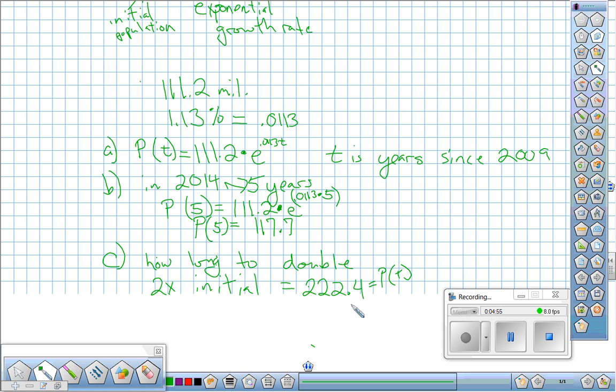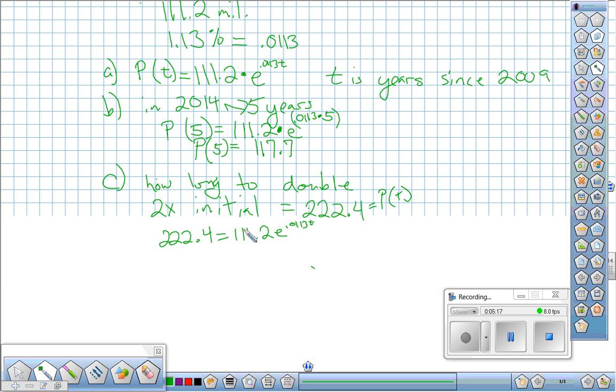I am plugging it in for that, because it asks how long to double. So I'm actually going to plug in that amount. So I have 222.4 equals 111.2 times e to the 0.0113t. I'm going to scroll this down a little bit. Then I'm going to divide by 111.2. I shouldn't actually have to do that division. I should just be able to say 2 equals e to the 0.0113t.